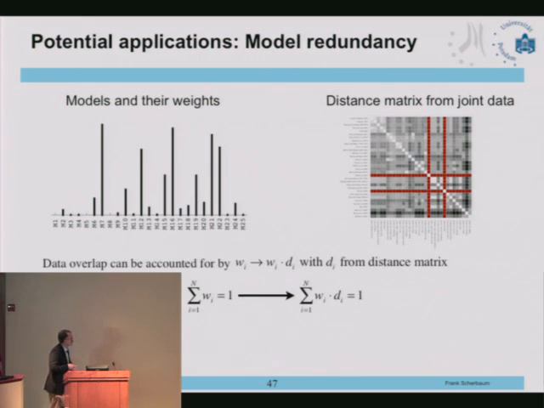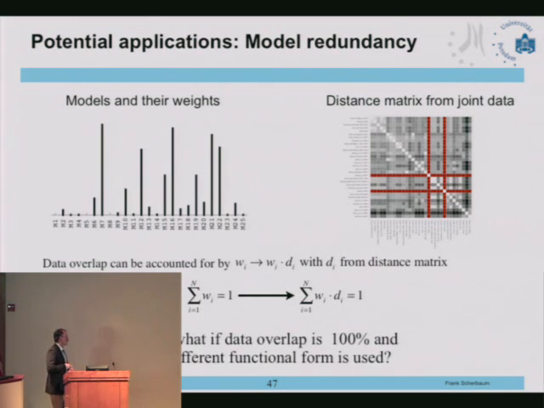So one could in principle use this distance matrix to correct the weighting factors for this data overlap. But what if the data overlap is 100%, for example, and only different functional forms are used? Then we really have to scratch our heads.